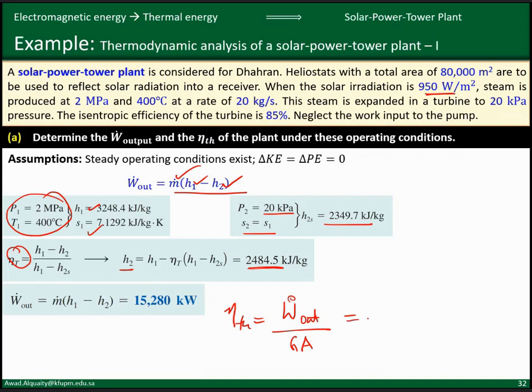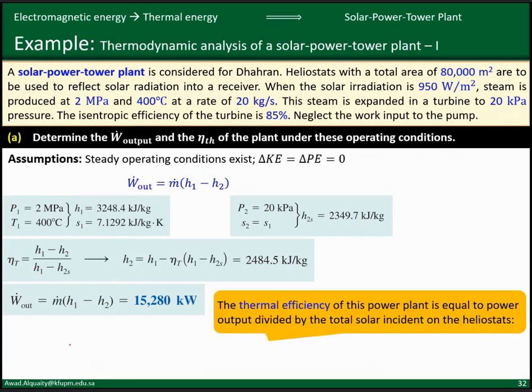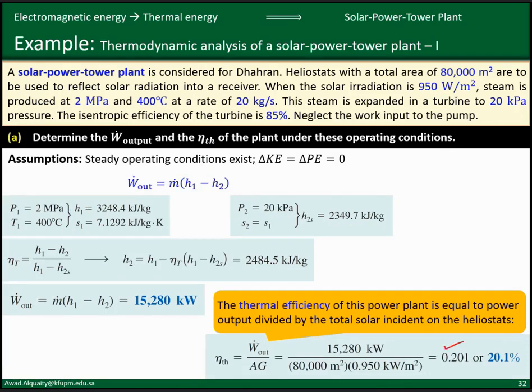So we simply have to do it as 15,280 kilowatt, which is of course the work output from this turbine, divided by the solar irradiation G in kilowatt. So we have 0.95 kilowatt per meter square multiplied by the area of the heliostats, 80,000. Okay. Once you do this, it comes to about 20% efficiency. All right. So you can see that the efficiency of this plant is kind of similar to what you can see from a solar PV. In fact, it's higher than solar PV. Okay.